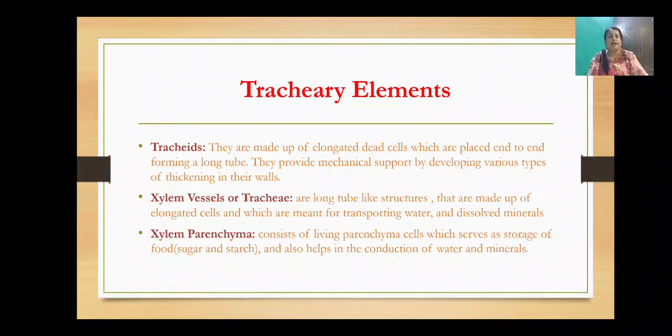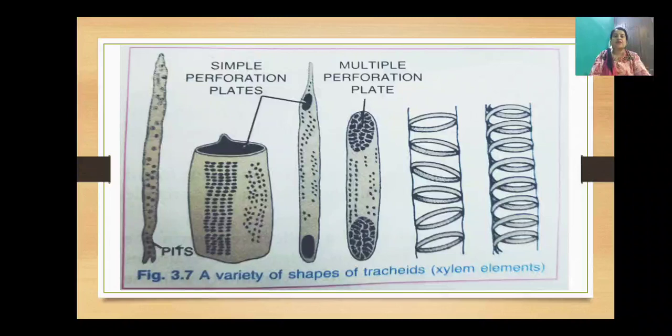The xylem parenchyma consists of living parenchyma cells which serve for the storage of food, mainly sugar and starch. In plants, the prepared food is sugar and starch, and these cells also help in the conduction of water and minerals. Now you can see the figure here, the shapes of the tracheids and the xylem elements, displayed on the screen.